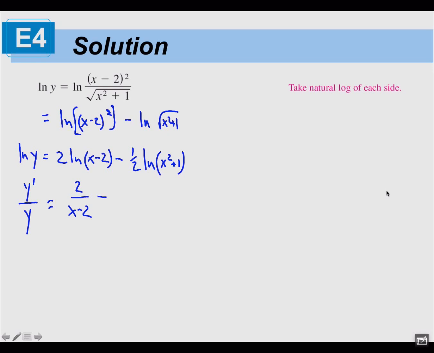What's the derivative of 1/2 times the natural log of x squared plus 1? Taylor? X over x squared plus 1. I'm going to do it in stages so we don't lose anybody. So I'd have 1/2 times, what's the derivative of that, just that chunk? 2x.